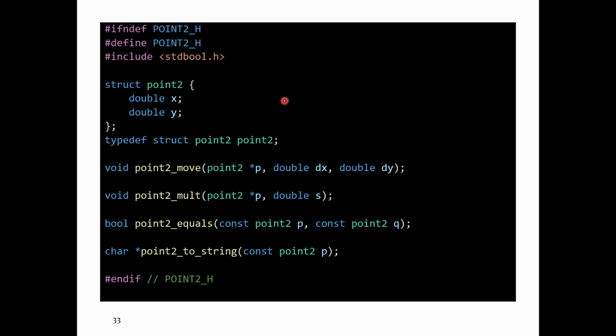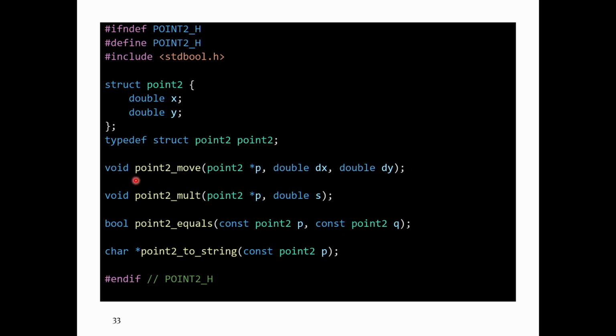All right, so the contents of the header file look like this. Here's my structure, and there's my typedef for point2, which says point2 is just an alias for struct point2. Here are all my function prototypes. Again, this is just like a Java interface. It's just the return type, name, and then the parameters of the function, followed by a semicolon.